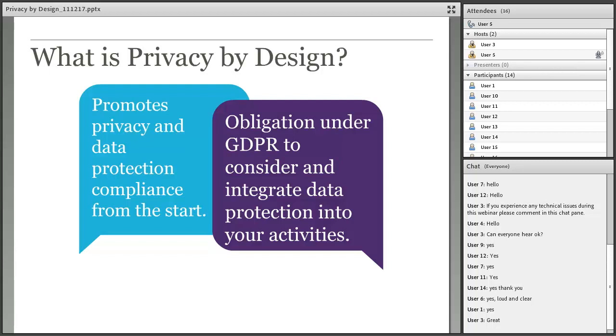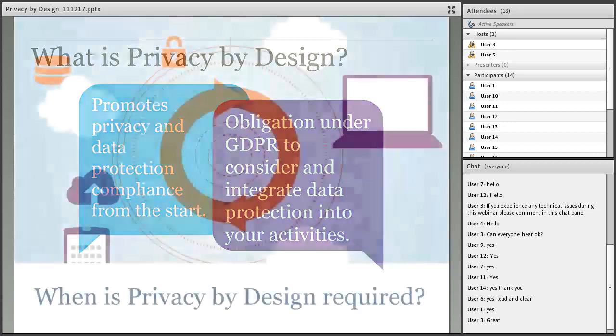So let's start by asking ourselves, what exactly is privacy by design? Put simply, privacy by design is an approach to projects that promotes privacy and data protection compliance from the start. Unfortunately, these issues are often bolted on as an afterthought or ignored altogether. Privacy by design has always been an implicit requirement of data protection that the ICO has consistently championed, but under the GDPR you have a general obligation to implement technical and organisational measures to show that you've considered and integrated data protection into your processing activities. GDPR refers to this approach as data protection by design and default.